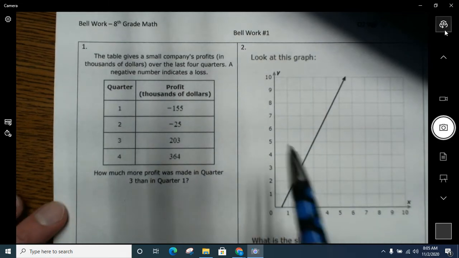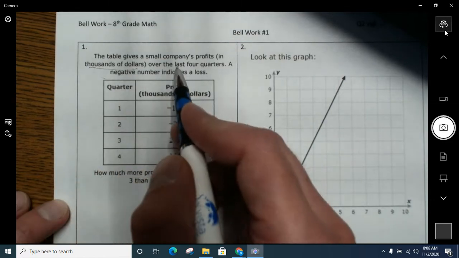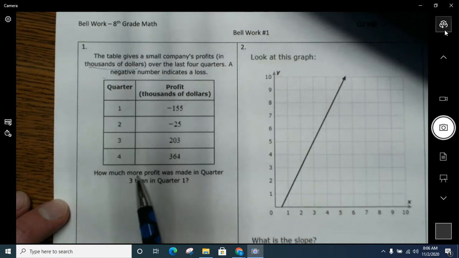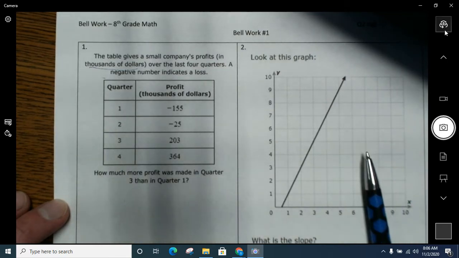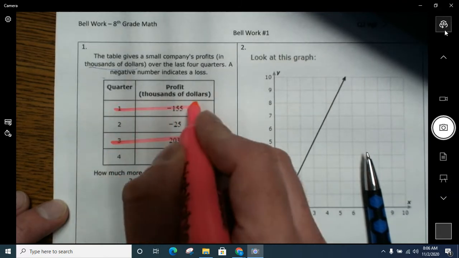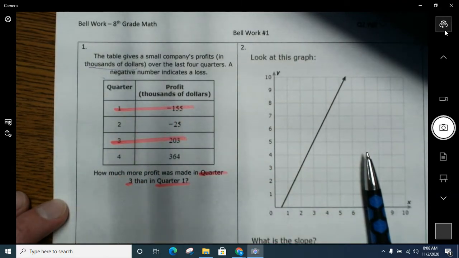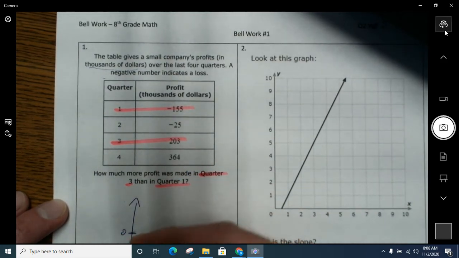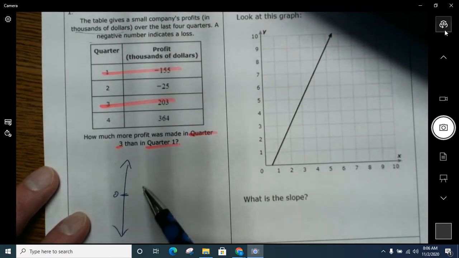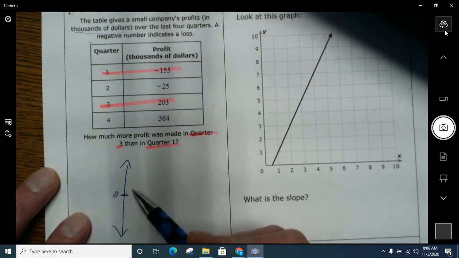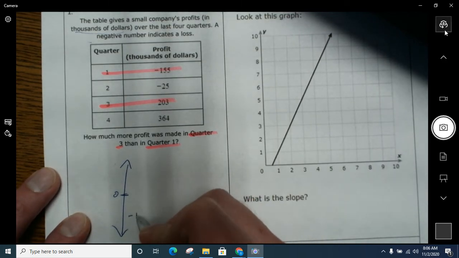The table gives a small company's profit in thousands of dollars over the last 4 quarters. A negative number indicates a loss. How much more profit was made in quarter 3 than quarter 1? So we notice quarter 1 was at a negative. And I always think of that as like a number line, whether that's going up and down or left and right. And over here, negative 155, would that be below or above the 0? And hopefully you're thinking, yeah, that's below. You got it. So there's quarter 1.